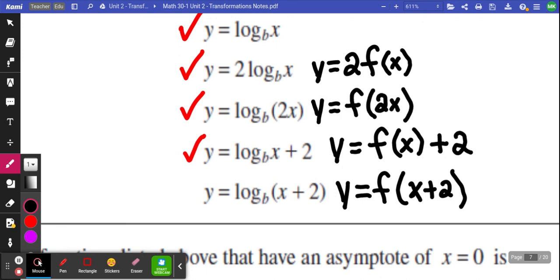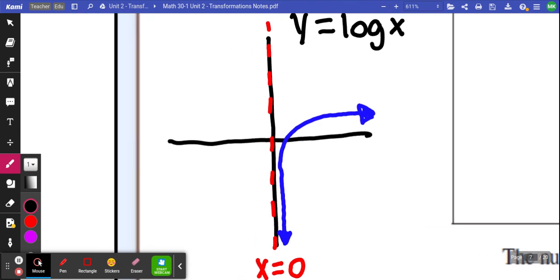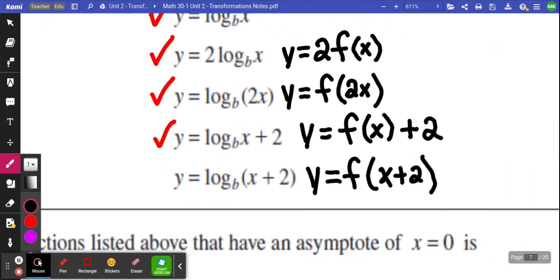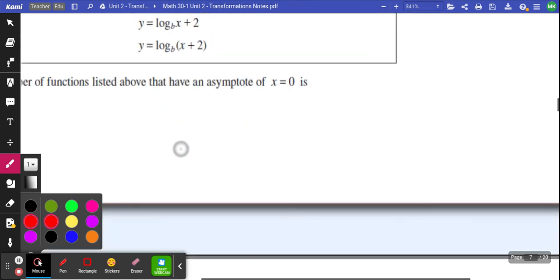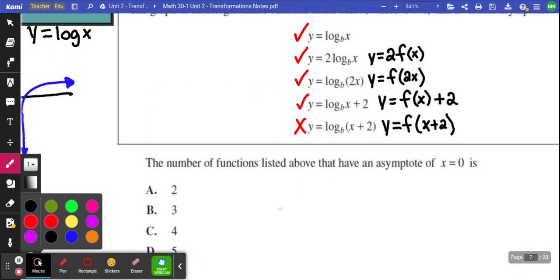So if you took your function and you moved everything 2 to the left, would the asymptote change? It was here, 2 to the left. It definitely changes. It's now at x equals negative 2. That thing does not have the same asymptote. There's 4 equations here that have the exact same asymptote of x equals 0. So it'd be C.